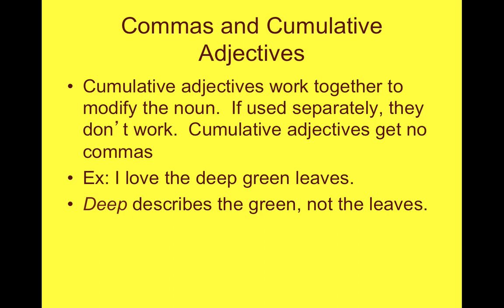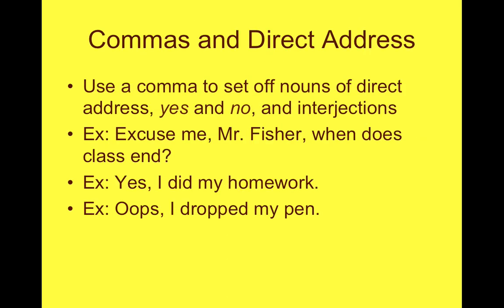On the other hand, cumulative adjectives work together. If they're taken separately, they don't work at all. So cumulative adjectives don't get commas because they have to work together. If you insert and, it doesn't make as much sense. So the example, I love the deep green leaves. The leaves themselves aren't deep. Deep is describing the green, not the leaves. So there's no comma here. You wouldn't say, I love the deep and green leaves. If the and test doesn't work, don't put a comma in. If the adjectives are modifying each other rather than the noun, don't put a comma in.